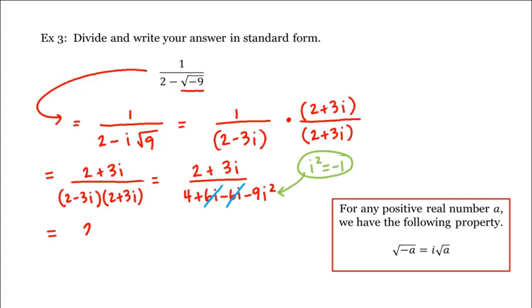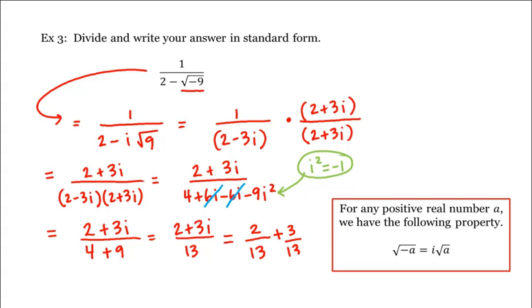which gives us 2 plus 3i divided by 4 plus negative 9 times negative 1 is positive 9, which is equal to 2 plus 3i divided by 13, and then dividing both terms in the numerator by 13 to put it into standard form gives us our real part is 2/13 plus the imaginary part is 3 over 13 i. And this would be our answer.